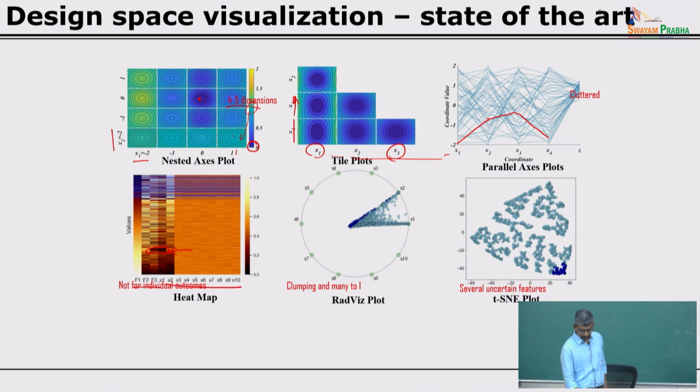For instance, with 4 to 5 dimensions, this becomes cluttered in no time, and this is not for individual outcomes. Generally, they try to give you a trend, and there is something called clumping, and many-to-one, where many solutions are pointed to one. That is one thing, and several uncertain features. You have some tuning parameters in this, and there are some limitations.